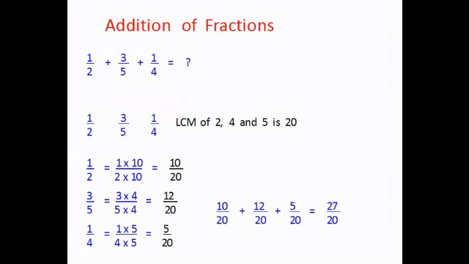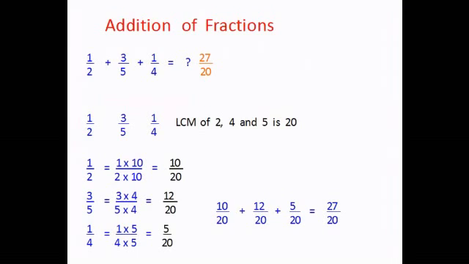So let's say 10 plus 12 is equal to 22. 22 plus 5 is 27. So our answer is 27 over 20. So the addition of 1 over 2 and 3 over 5 and 1 over 4 is 27 over 20.